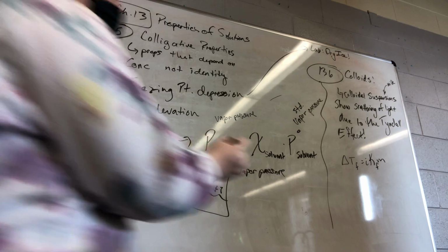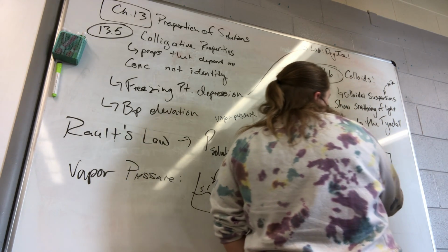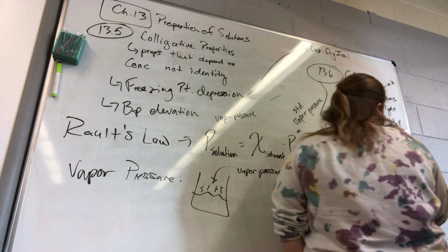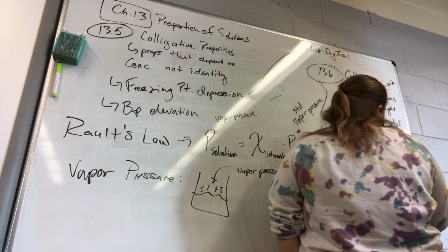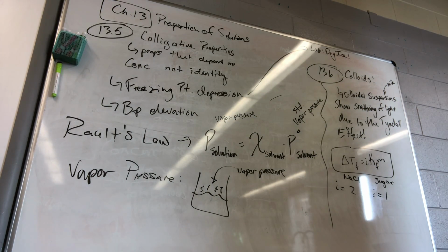So in lab, what we did, for something like salt, i is 2. For something like sugar, i is 1. Because when salt dissolves, it dissolves into 2 different parts. That's why the i becomes 2. Right? So yes, we did talk about this change in freezing point. We did do some information around this.